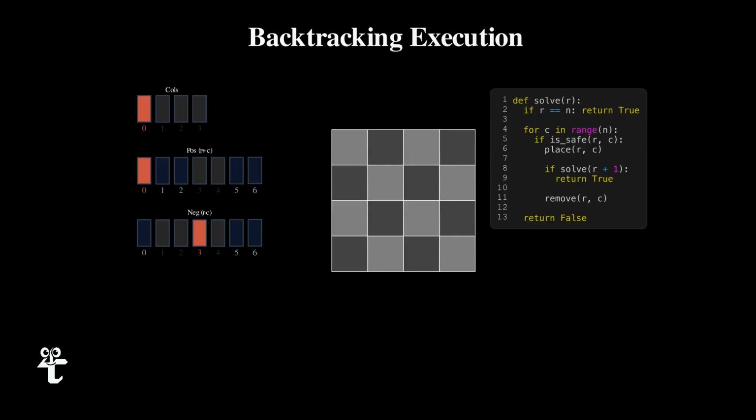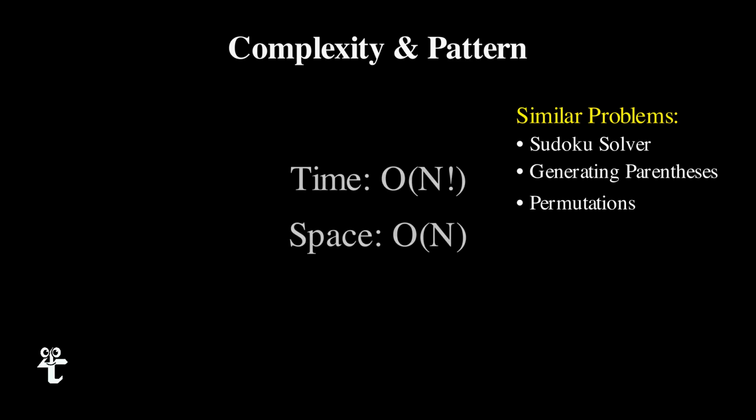After moving the first queen to row 0, column 1, we eventually find a valid configuration where all 4 queens are placed safely. The time complexity is O of n factorial as we explore permutations but prune significantly. Space complexity is O of n for the recursion stack and constraint sets.